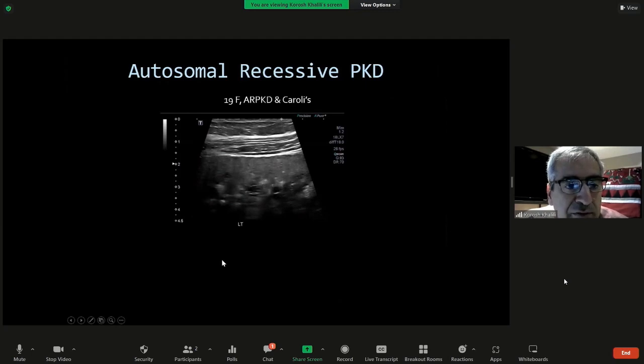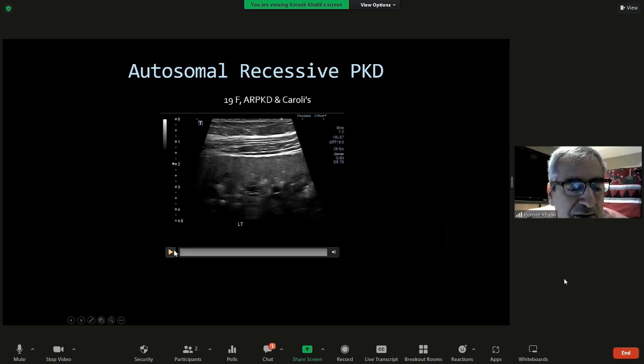So those are babies, but in adults, we can also see autosomal recessive polycystic kidneys. And in these patients, the renal disease tends not to be so severe. So they may not have renal failure, or they may develop renal failure at much older age than the babies that I showed you.